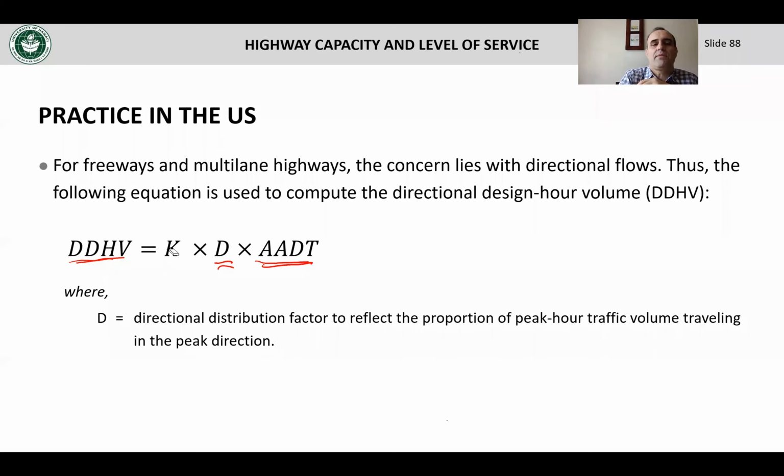Okay, so that's it for highway capacity. For once, I want to finish 5 minutes earlier. That's for the additional minutes I took in the other classes. Next class, I'm going to start with signals.